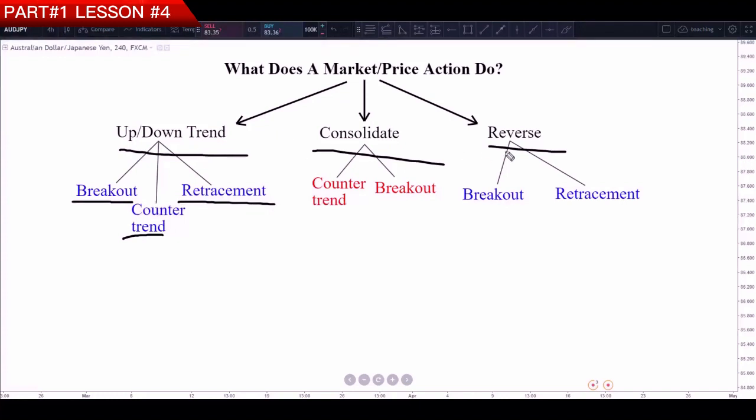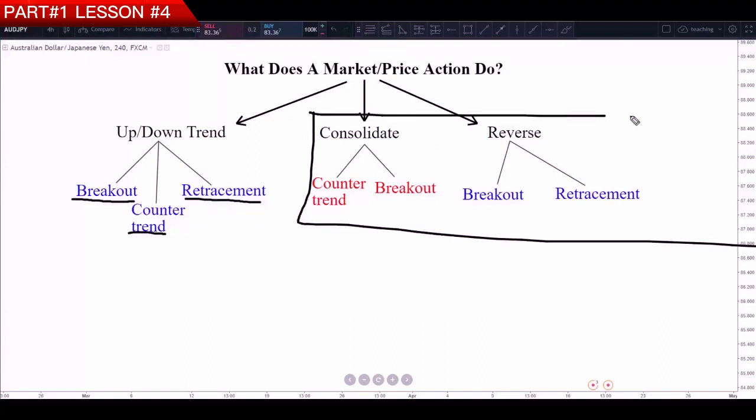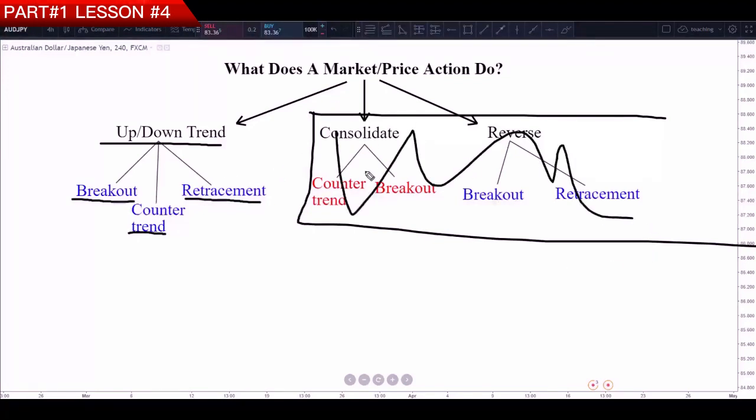Now, for each of these three conditions the market can be in, they each have different ways that you can trade based on those conditions. So let's briefly go over that. For an up or down trending market, we can trade three different ways. We can either trade a breakout, counter trend, or retracement. And for right now, guys, discount everything to this side. We're going to go over each of these one by one to make it easier for you to comprehend. So don't even worry about consolidating markets. Don't worry about reversals right now. The only thing we're going to be paying attention to is a market that's trending up or down.